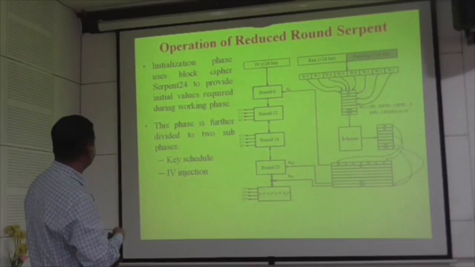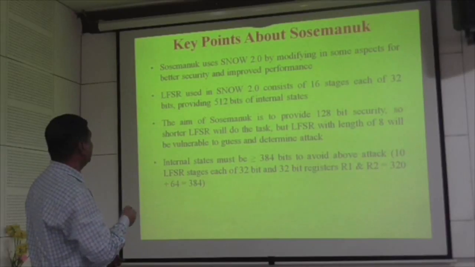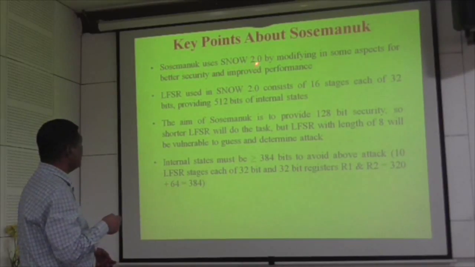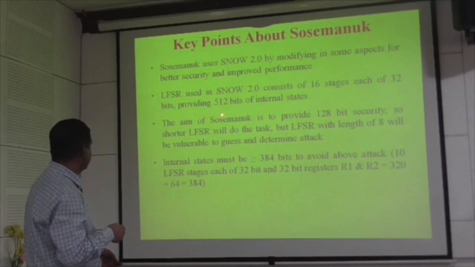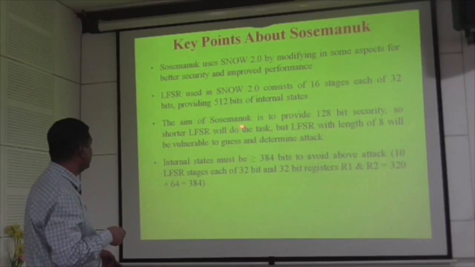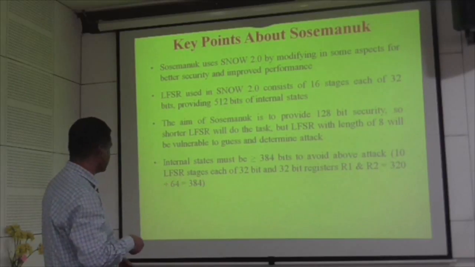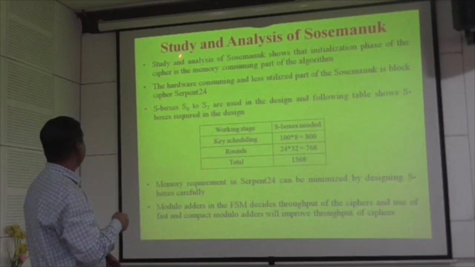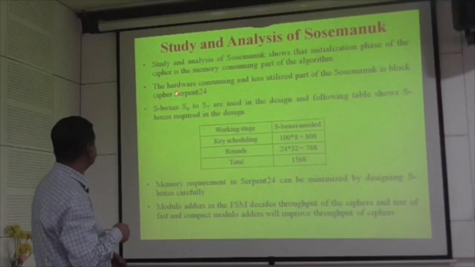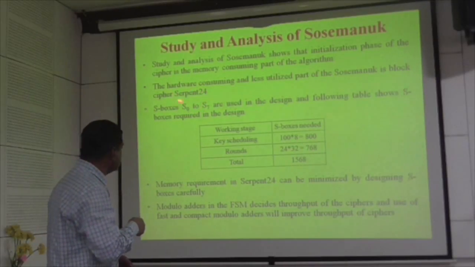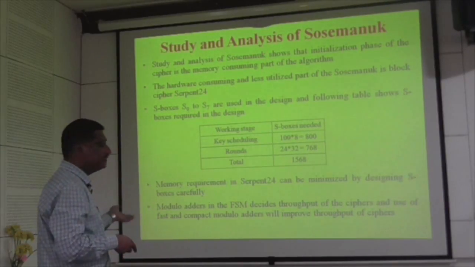This is key shuffling, key injection. Then finally, the rounds of this algorithm, then the initialization phase, then the working phase. And these are the key points. This algorithm is based on Snow 2.0, and it has the aim of having the minimum stages of the LFSR. The study and analysis of this algorithm shows that the hardware consuming and less utilized part of this algorithm is nothing but the Serpent, because it is used only for key generation, or initial key generation, which is to be loaded into the LFSR.